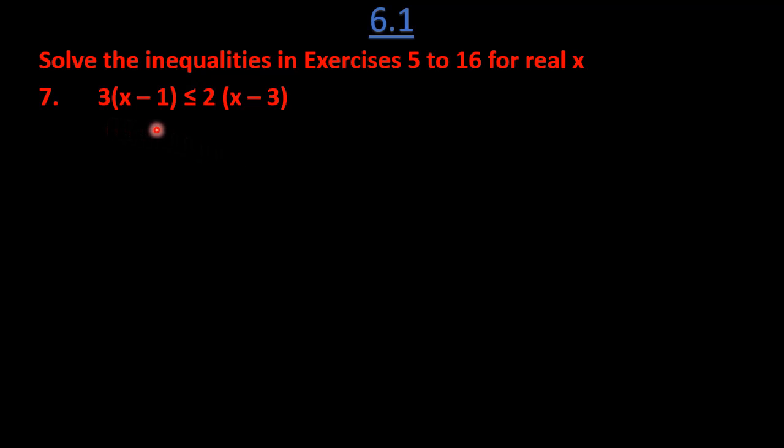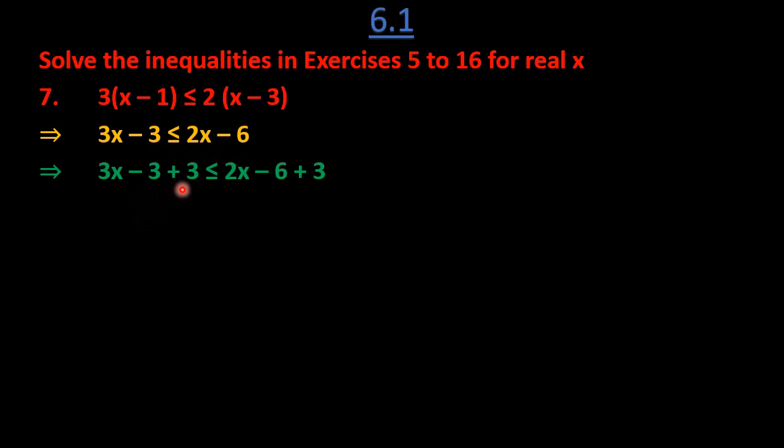So here in the question there is a bracket. So we need to open the bracket first. So it will be 3x minus 3 less than or equals to 2x minus 6. Then from the left hand side we try to eliminate minus 3 by adding plus 3 on both the sides. So here we have added plus 3, here also. Then this 2 will be 0.